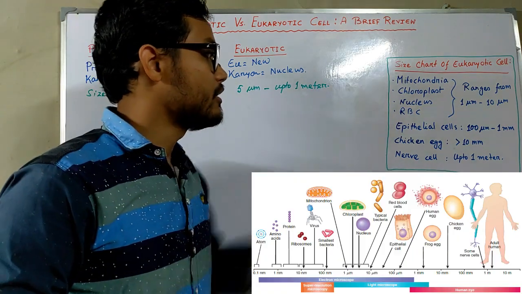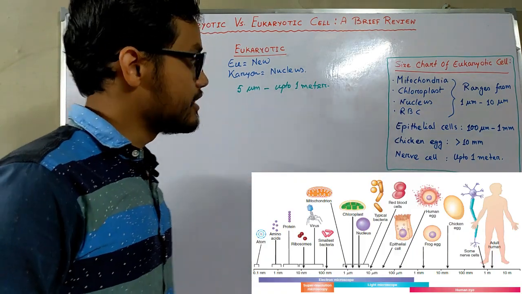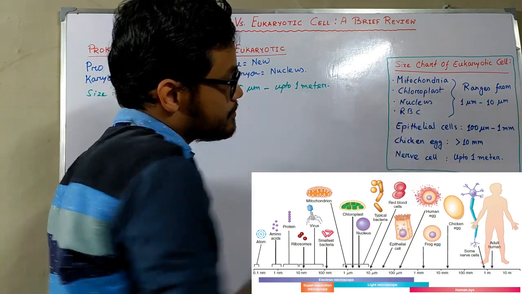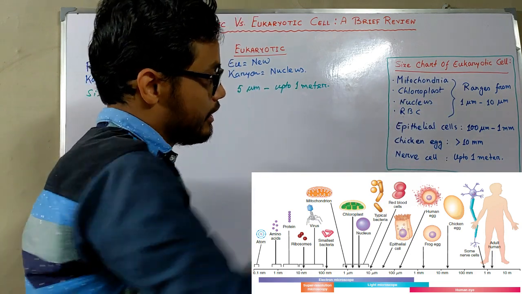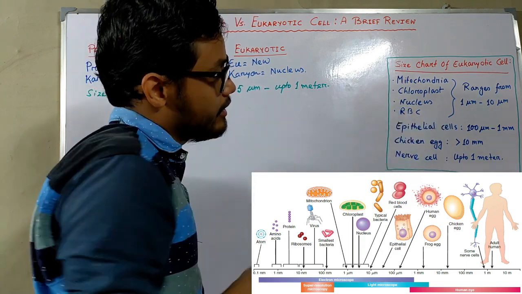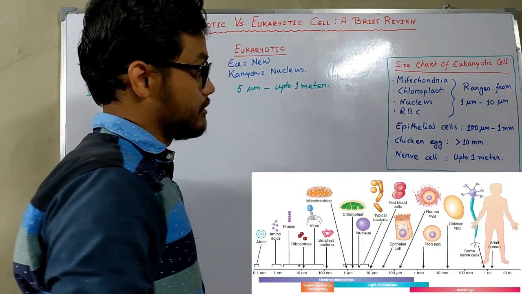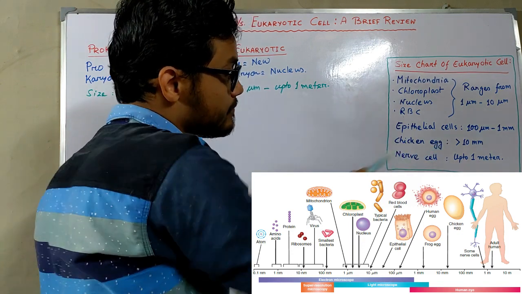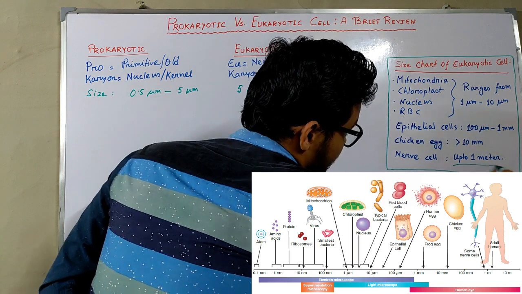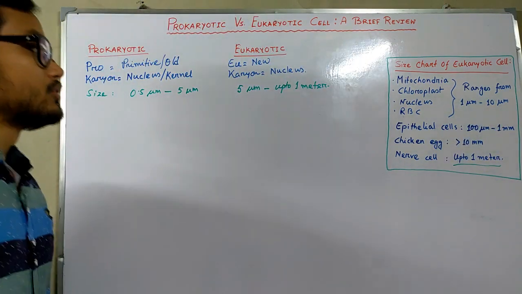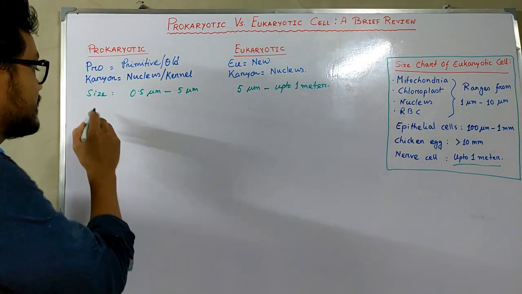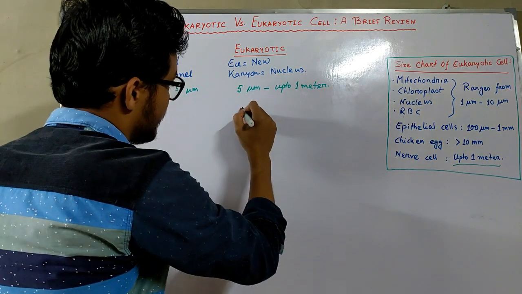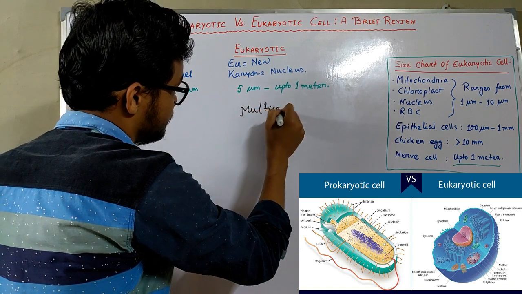Here are some size charts of eukaryotic cells. As you see here, mitochondria, chloroplast, nucleus, and RBCs range from 1 micrometer to 10 micrometer. Epithelial cells are 100 micrometer to 1 millimeter. A chicken egg is more than 10 millimeter. And a nerve cell is up to 1 meter. Okay, so prokaryotic cells are basically single-celled and eukaryotic cells are multicellular.